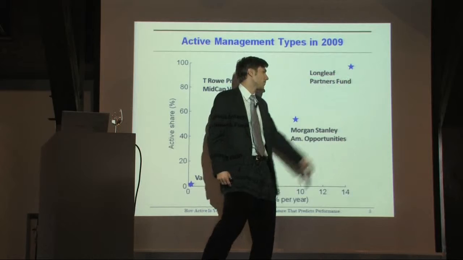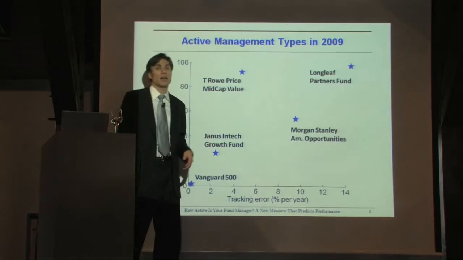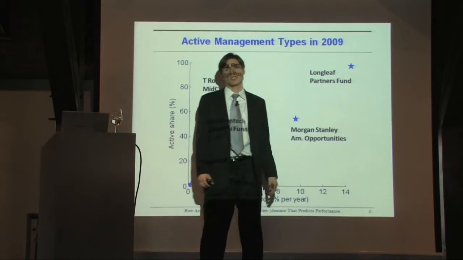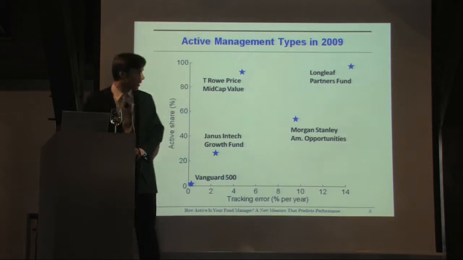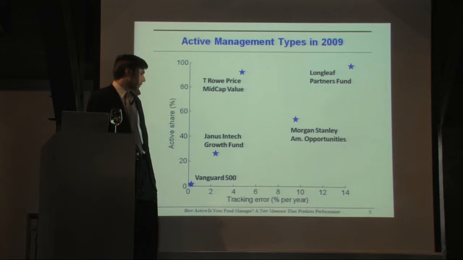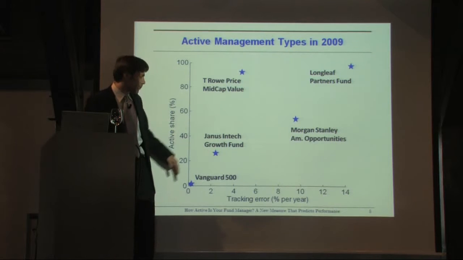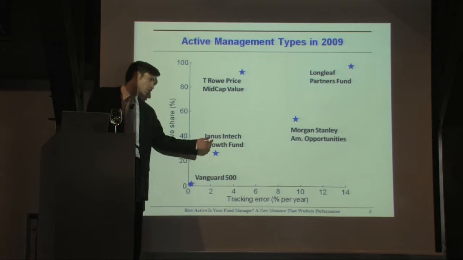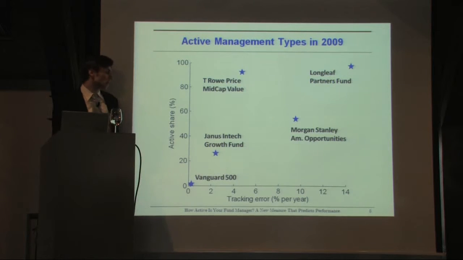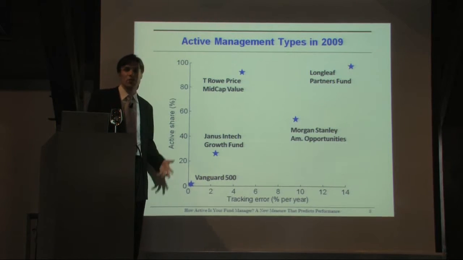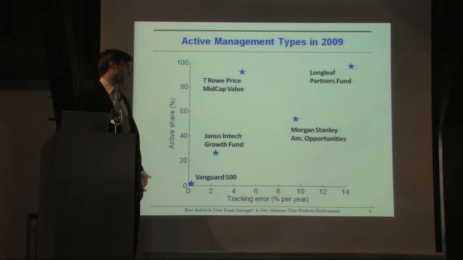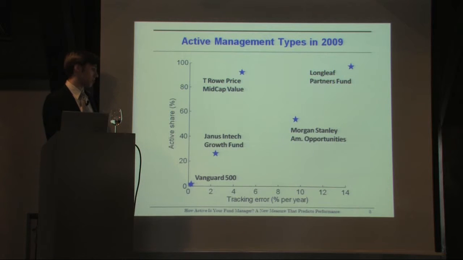Longleaf Partners funds, that's a very focused stock picker. They only had 17 stock positions at the end of last year, so they're taking pretty concentrated positions there. And then in terms of the closet indexing group, one of the worst examples at the end of last year was Janus Intech Growth Fund. Active share about 30%, tracking error 2.5%. So it's hard to see how they were adding much value relative to the index, especially after fees.